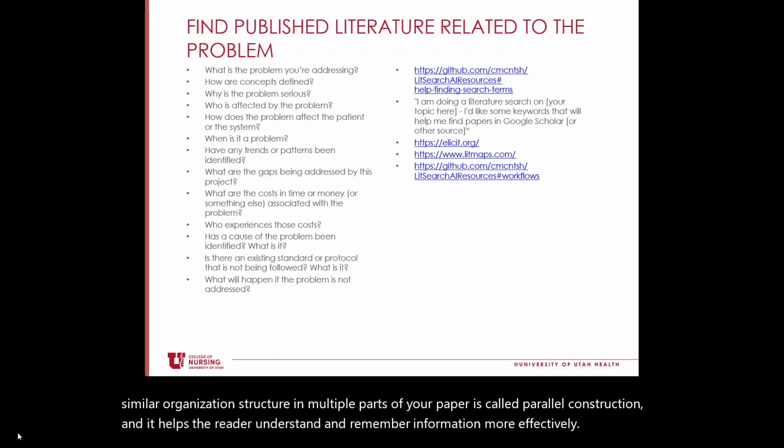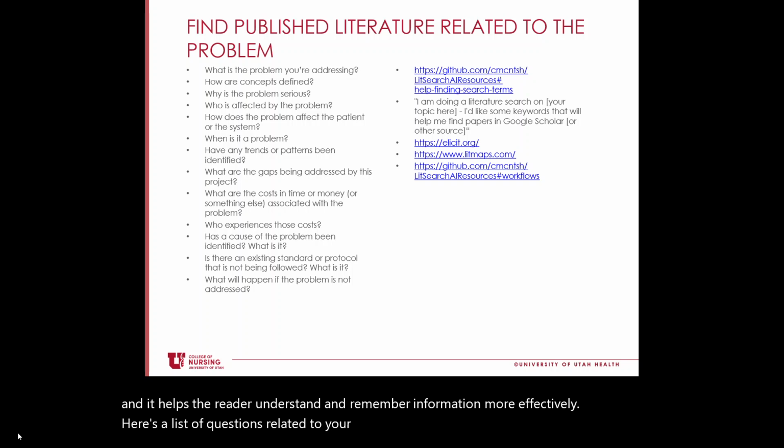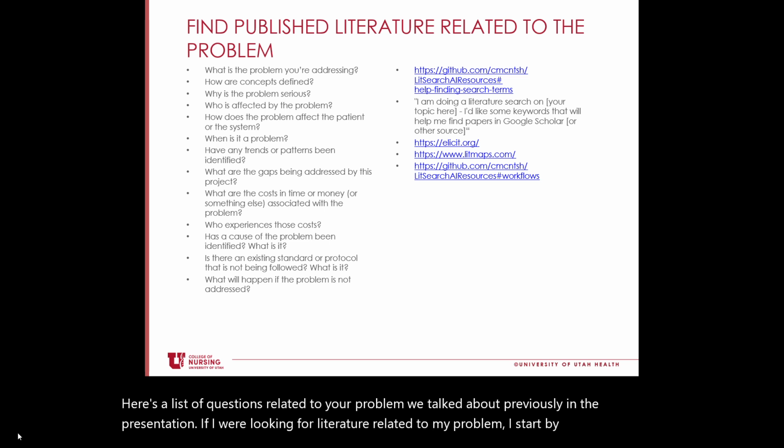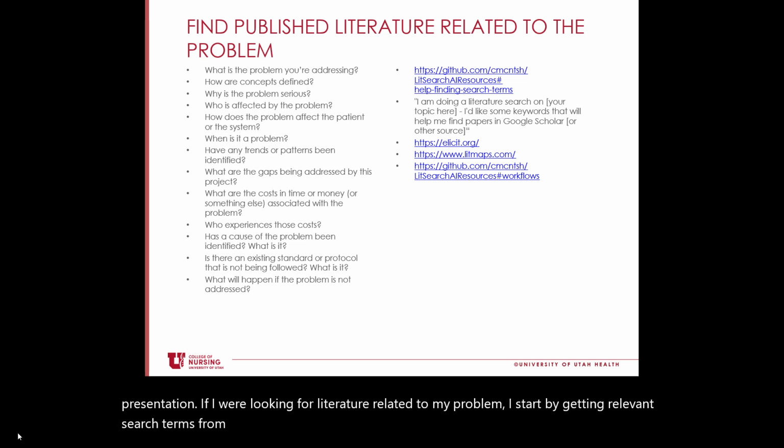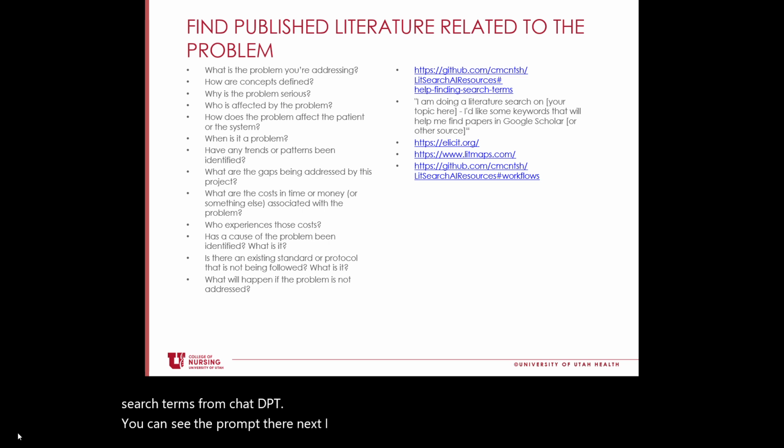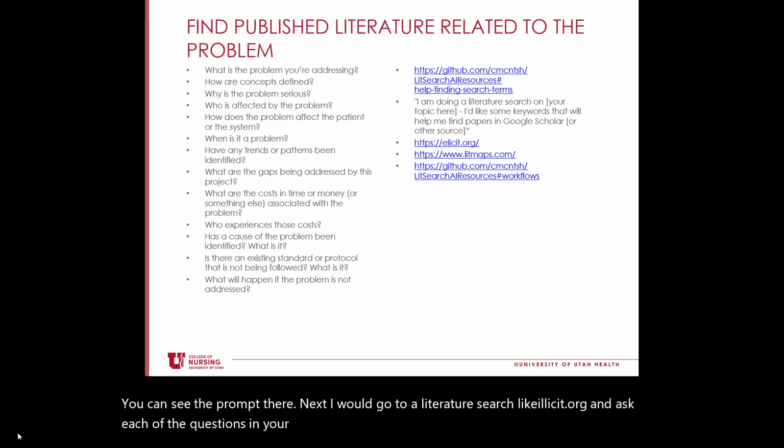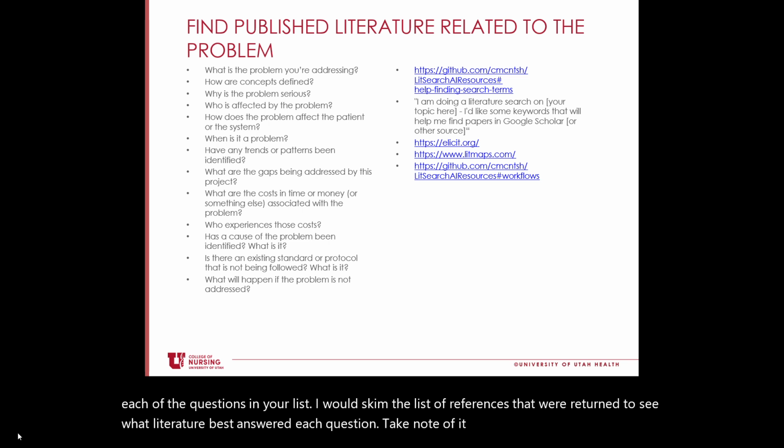Here's a list of questions related to your problem we talked about previously in the presentation. If I were looking for literature related to my problem, I would start by getting relevant search terms from ChatGPT. You can see the prompt there. Next, I would go to a literature search like elicit.org and ask each of the questions in your list. I would skim the list of references that were returned to see what literature best answered each question and take note of it as we previously discussed.